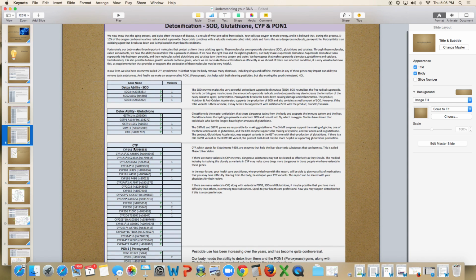Now, as we move down, the CYP genes are your cytochrome P450 pathways. Your cytochrome P450 pathways are essential. It's your primary detoxification pathway. This person has multiple defects in their cytochrome P450 pathway. They're going to be a slower detoxer overall.